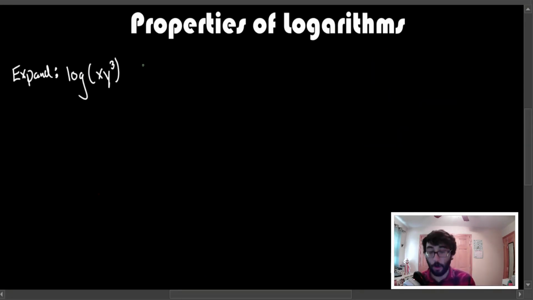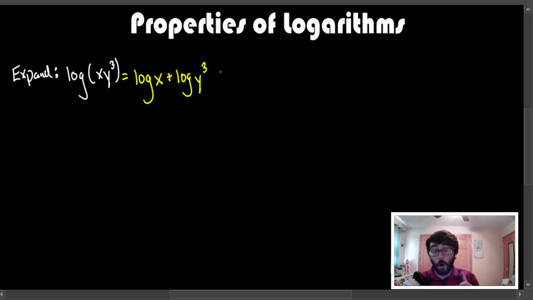In this one, we want to expand log of xy cubed. With expanding, we are going to try to have multiple logarithms, basically one logarithm for each variable or coefficient on a variable. In this particular one, I notice that there are two variables, x and y, so I'm going to have two logarithms. One of them is going to be log of x, and x was multiplying y to the third. Since they were multiplying, the logarithms are adding one another using the product property. So I have log of x plus log of y cubed.